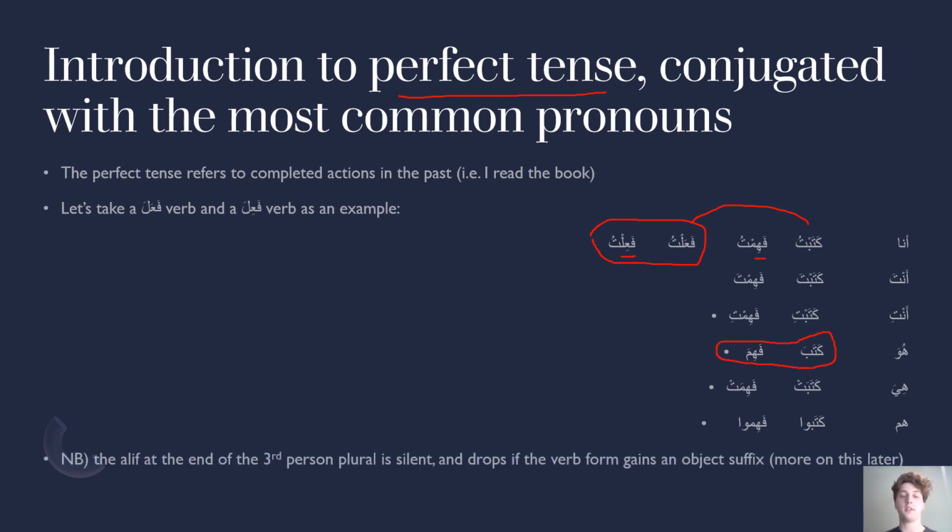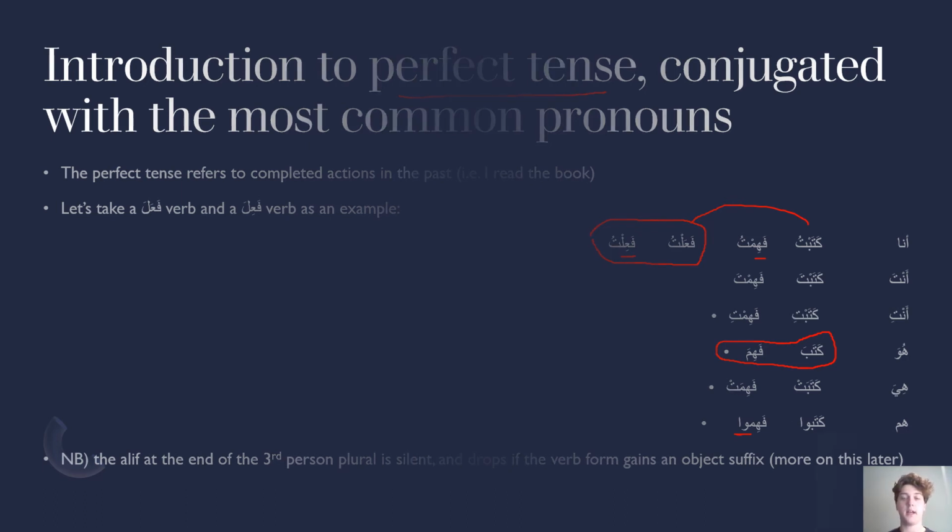Now, I should tell you before we go on, because we're going to learn how to use objects with these verbs, that the alif at the end of the third person plural is silent and drops if the verb form gains an object suffix, and I'll show you what this means. So this alif here is silent, so this is why this is pronounced fahimu. You don't pronounce this alif at all.